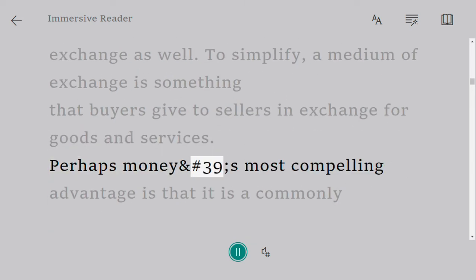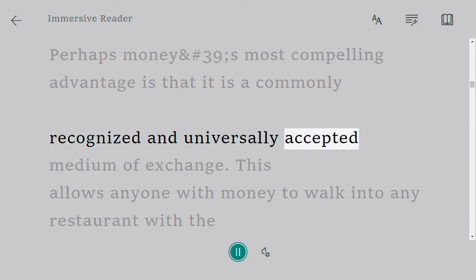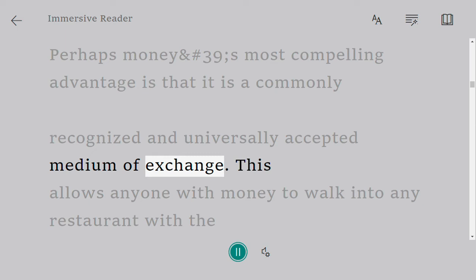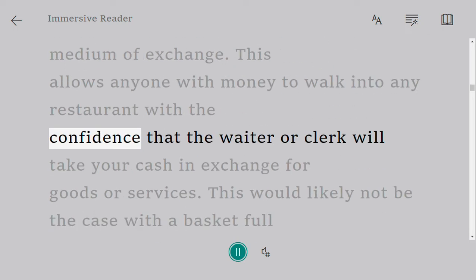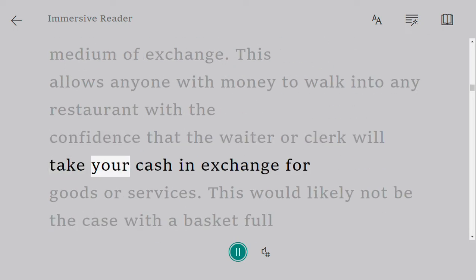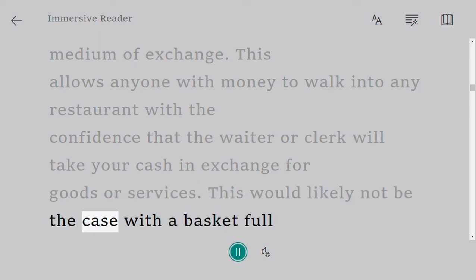Perhaps money's most compelling advantage is that it is a commonly recognized and universally accepted medium of exchange. This allows anyone with money to walk into any restaurant with the confidence that the waiter or clerk will take your cash in exchange for goods or services. This would likely not be the case with a basket full of apples.